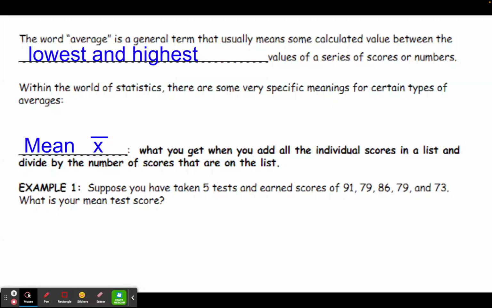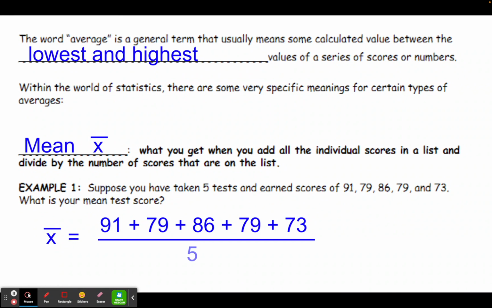For example, if you have taken 5 tests and you've earned scores of 91, 79, 86, 79, and 73, you can calculate your mean test score, which would be X bar, by adding the 5 scores together that you earned and dividing by 5. That would give you a mean score of 81.6.